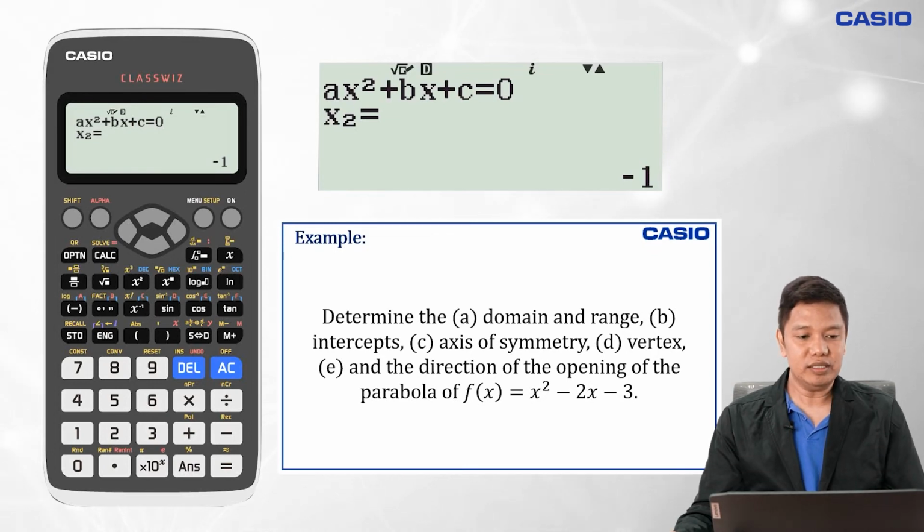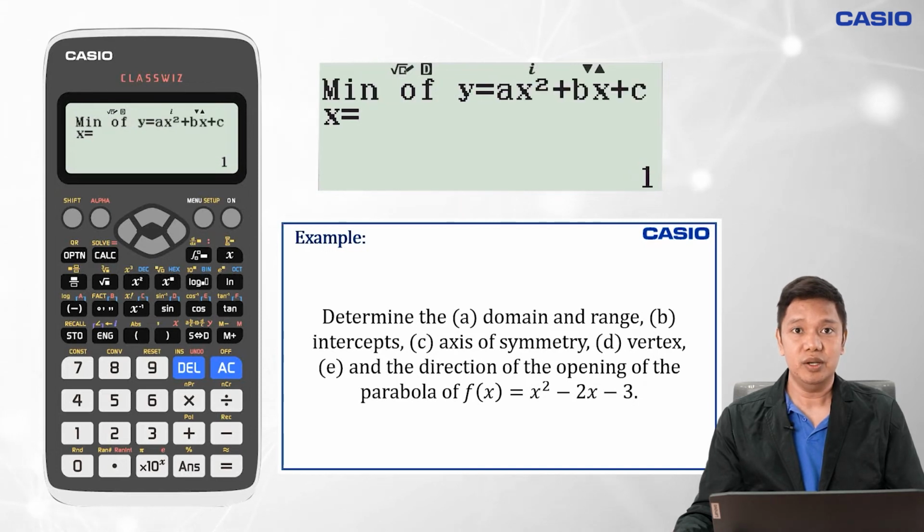When we press equals again on our Casio Classwiz, we can see the phrase minimum of y equal to ax squared plus bx plus c. Therefore, the graph opens upwards. Thus, our y-coordinate will be the lowest value for the range. Hence, our range will be all values of y such that y is greater than or equal to negative 4.